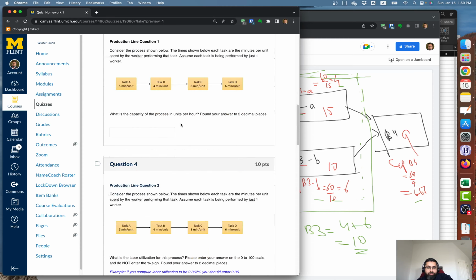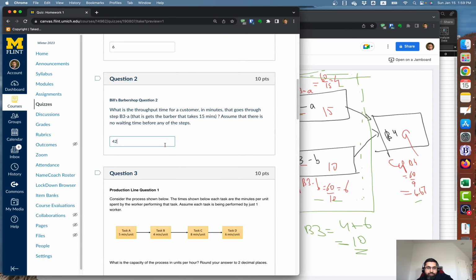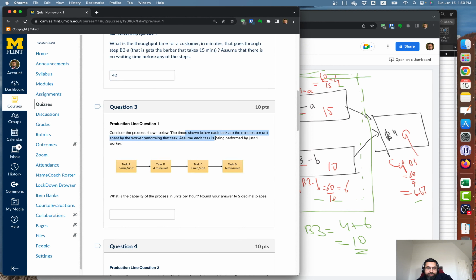So now we go to question 3. And here we have this process. Find the capacity of the process in units per hour. So this is really simple. There's just one worker at each station. We have the 4 stations. We have to find the bottleneck. To find the capacity of the process, the bottleneck has the highest cycle time, or another way to say the same thing is the bottleneck has the lowest capacity. But because we don't have multiple workers or anything complex, we can just find the highest cycle time here, which will be 8. For task C, so the capacity will be 60 divided by 8.